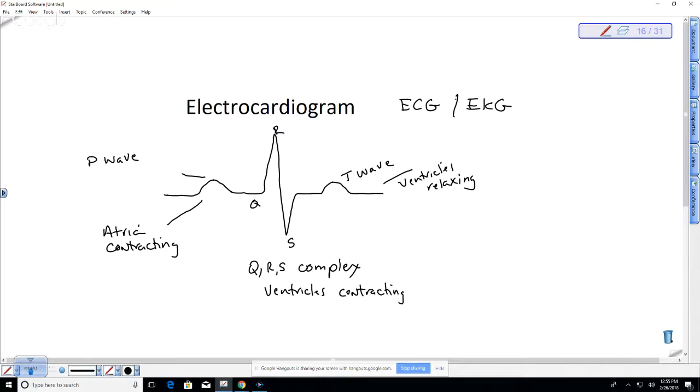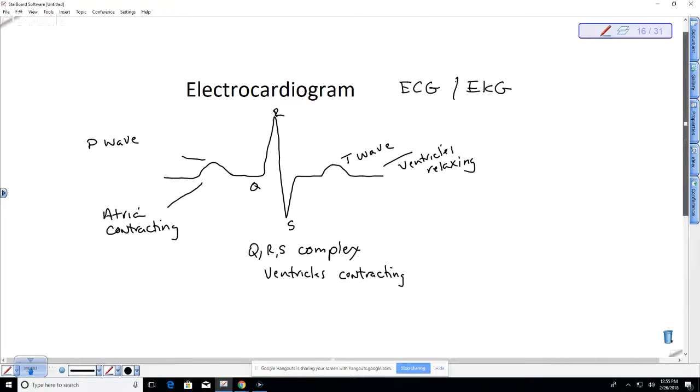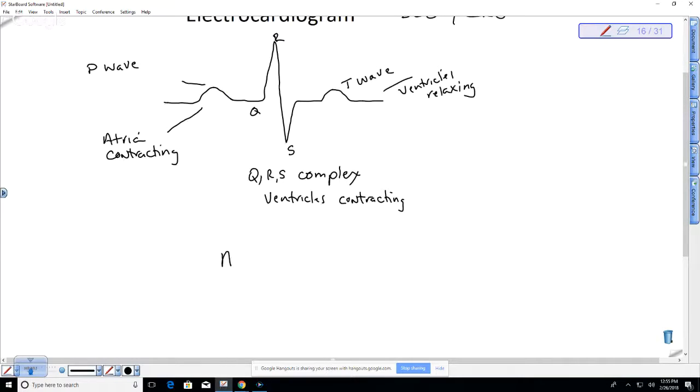Now, if it doesn't work properly, you can get what are called arrhythmias. That means the rhythm of the heart is abnormal. A in front of anything means a bad rhythm, so arrhythmia. One of the most common is called atrial fibrillation.